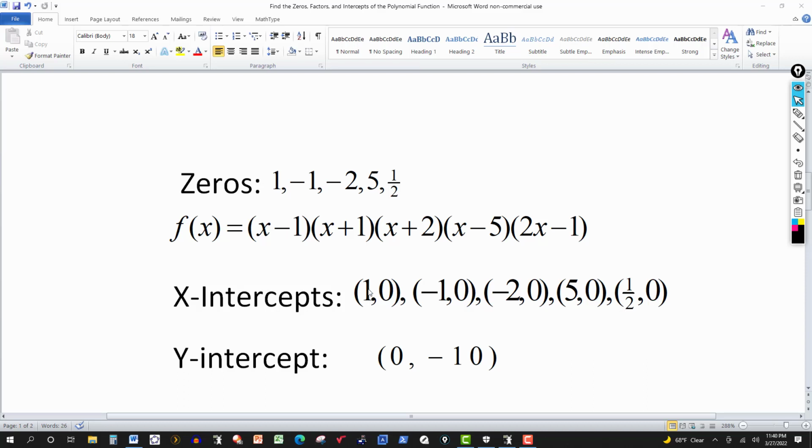Well, the x-intercepts you get from the zeros, because remember, when you replace the x by one of the zeros, in this case 1, -1, -2, 5, or 1/2, the y value is always 0. And that's your definition of an x-intercept. If the y value is 0, then that corresponds to an x-intercept. So if you were to graph this particular polynomial, it would cross the x-axis at (1, 0), (-1, 0), (-2, 0), (5, 0), and (1/2, 0).